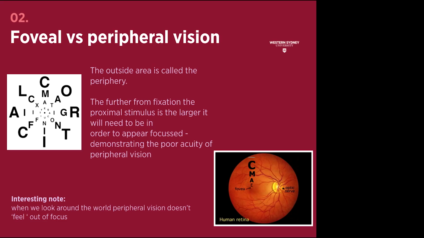The area outside the fovea is called peripheral vision. The further away a proximal stimulus image is from fixation, the larger it will need to be to appear equally focused as the same object presented at fixation. This demonstrates peripheral vision's relatively poor spatial resolution.